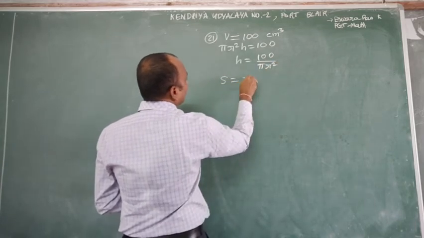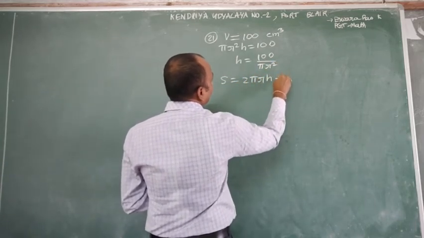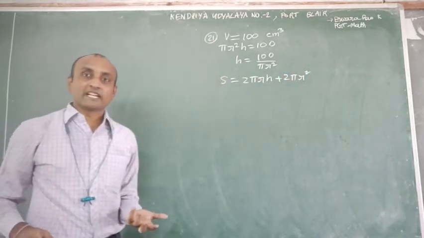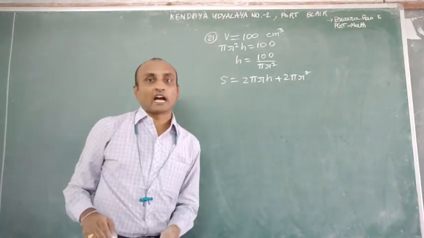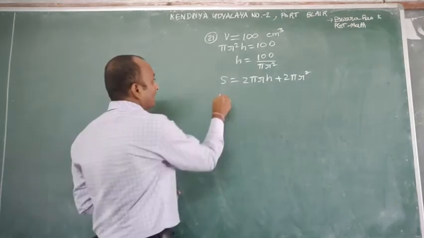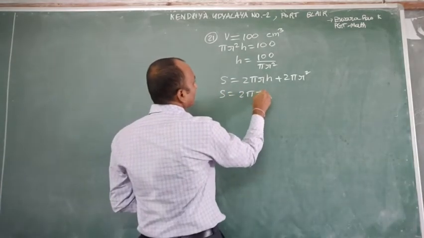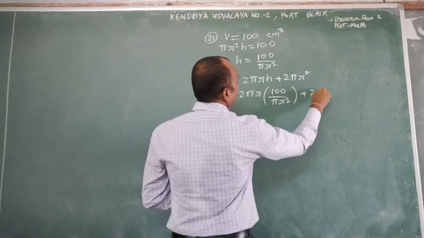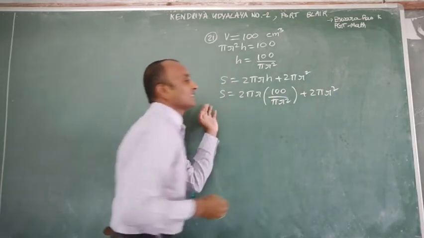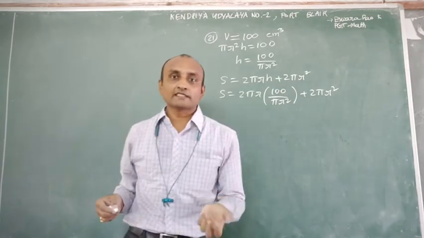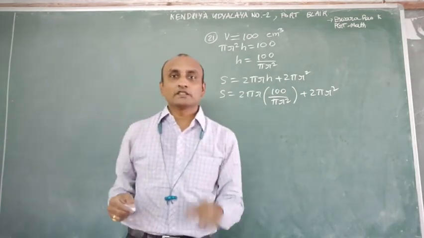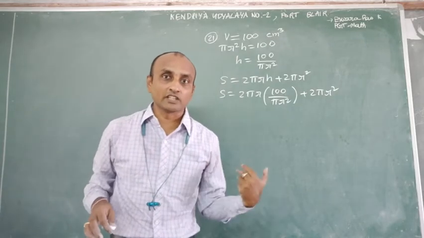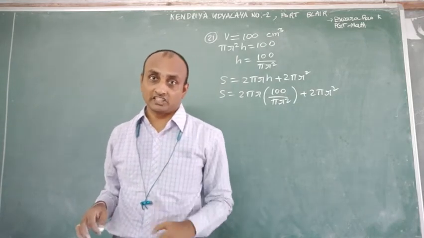Surface area formula is 2 pi r h plus 2 pi r square. It is to be maximized to find out the dimensions of the cylinder, r and h. See, S is equal to 2 pi r into 100 by pi r square plus 2 pi r square. Now, how many variables are there in the surface area? I am expressing the surface area in one variable because it should be maximized. That means the surface area is to be differentiated twice.